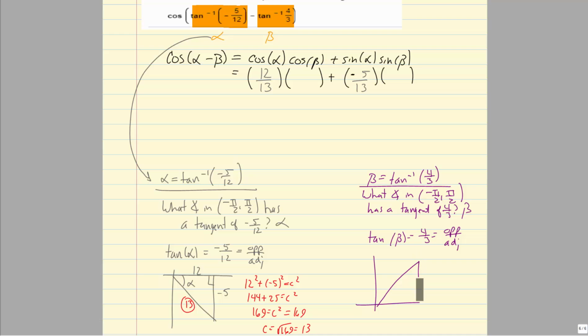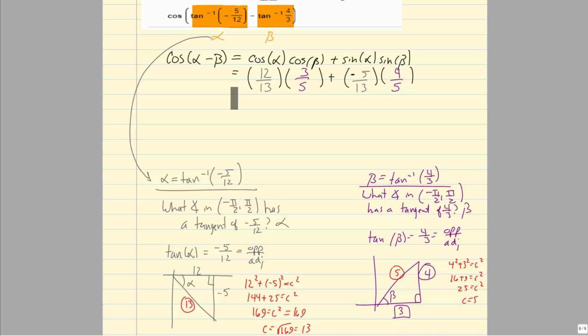So let's go ahead and pop this up into quadrant 1. Let's label beta in my right angle. Tangent is opposite over adjacent. If I want to find this missing side, that would be 4 squared plus 3 squared equals c squared. 16 plus 9, c is equal to 5. And then what I can do from here is plug that in up here. So cosine of beta would be adjacent over hypotenuse, and the sine of beta would be opposite over hypotenuse.